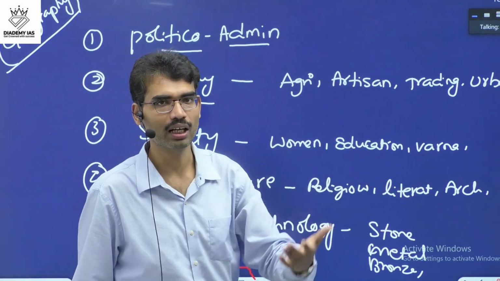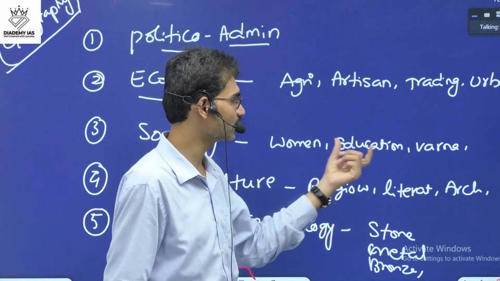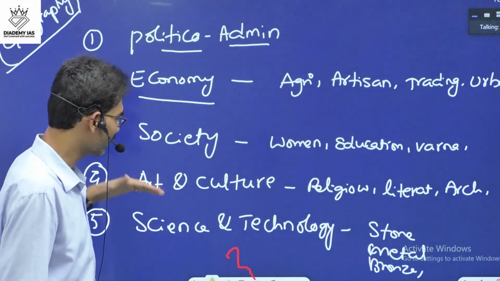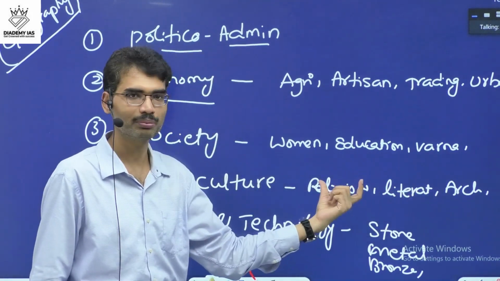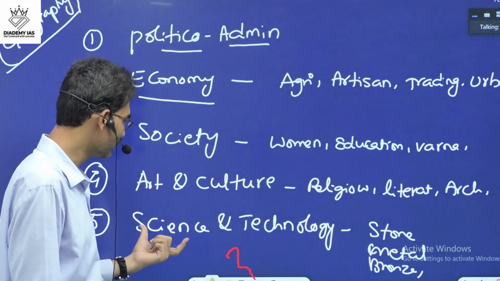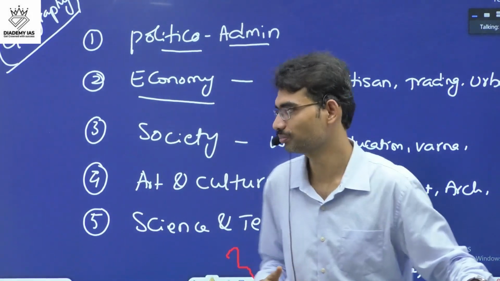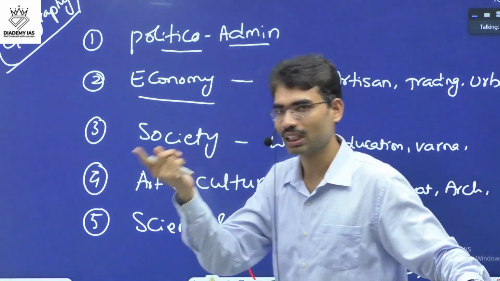But when it comes to Harappan, again we don't have any literary sources. We have to understand through archaeological sources. Whatever we can infer, we will write that. Then art and culture, their religion, their literature, architecture. Again, we don't know except a few details about religion. Then their science and technology. They started using copper also, bronze also. That is why we talk about the same thing. Now you see the syllabus.